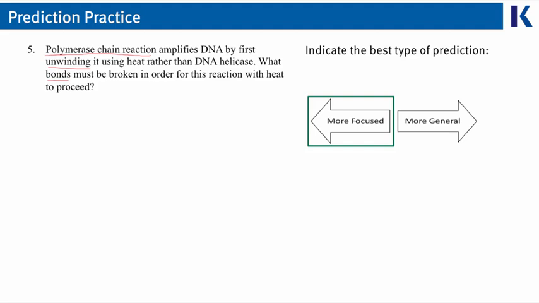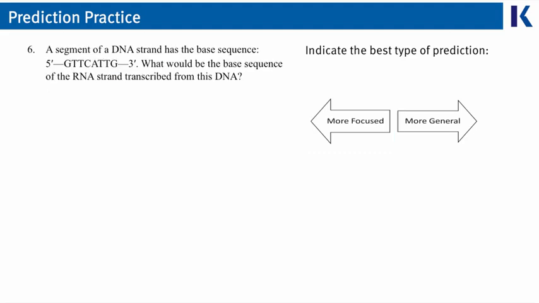Well, the bonds that hold DNA strands together are hydrogen bonds. So to separate two DNA strands, or denature the DNA, we would have to break those hydrogen bonds to break it into two separate strands. Let's now look at question number 6.